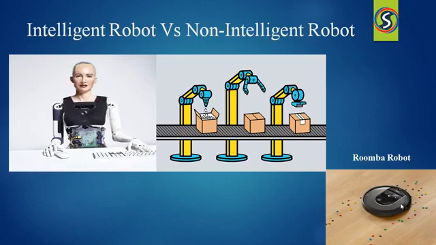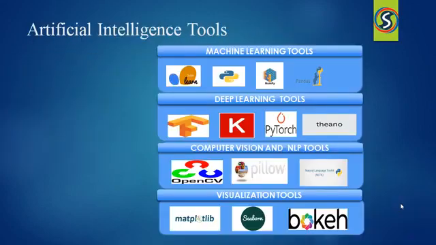Let me introduce you to some artificial intelligence tools. Yes, here machine learning and deep learning are subsets of artificial intelligence. That is the reason there are separate tools for machine learning and deep learning. Here the machine learning tools are scikit-learn, Python, NumPy and Pandas. These are the tools for machine learning.